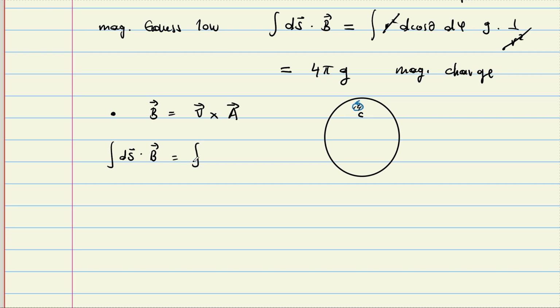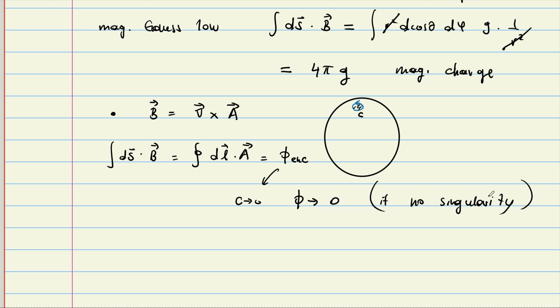I can use Stokes' theorem, let me write it as the integral of dl dot A, and it's going to be the enclosed flux, phi enclosed, right? But as you shrink this curve to 0, the area will go to 0, and there's nothing you can do. Phi will also go to 0 if there is no singularity. And this will be important in just a little bit.